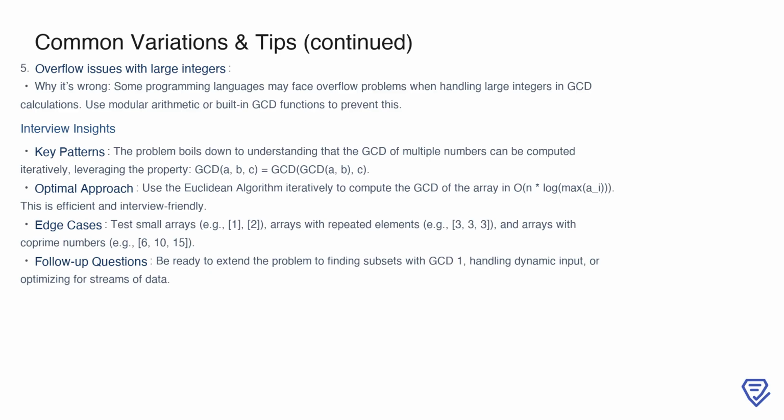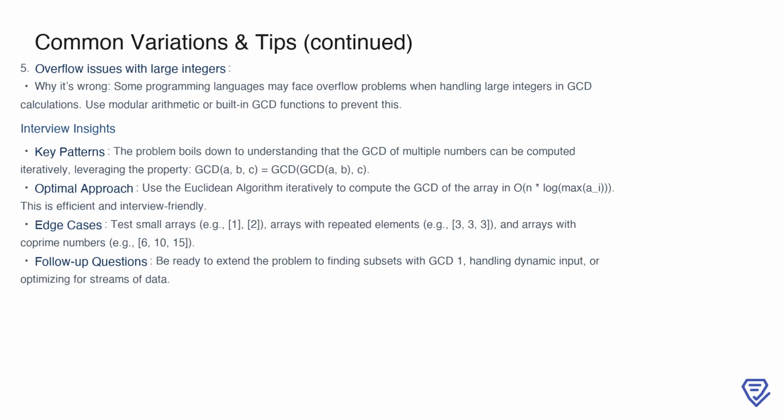One potential issue involves overflow when dealing with large integers during GCD calculations. Certain programming languages may encounter this issue, so it's advisable to use modular arithmetic or built-in GCD functions to mitigate overflow risks. The key pattern to recognize here is that the GCD of multiple numbers can be computed iteratively, using the property that GCD(A, B, C) is equivalent to GCD(GCD(A, B), C). This iterative approach is efficient and forms the basis of the optimal solution.